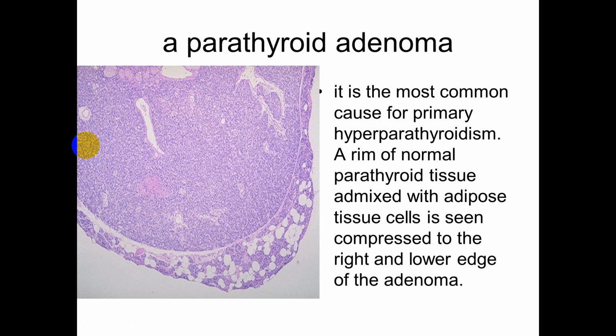These are histological signs of parathyroid adenoma. Attention, expansive growth. It is the most common cause of primary hyperparathyroidism. A rim of normal parathyroid tissue admixed with adipose tissue cells is seen compressed to the right and lower edge of the adenoma.